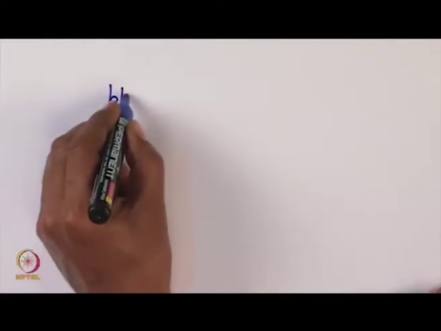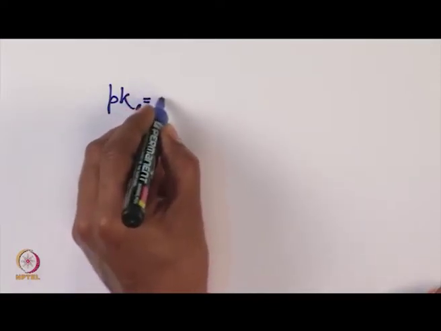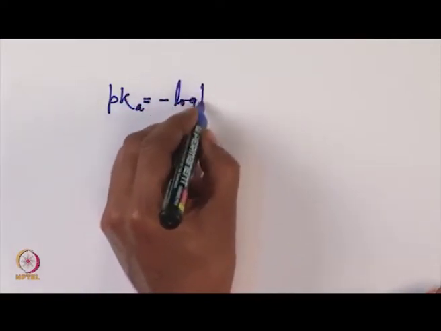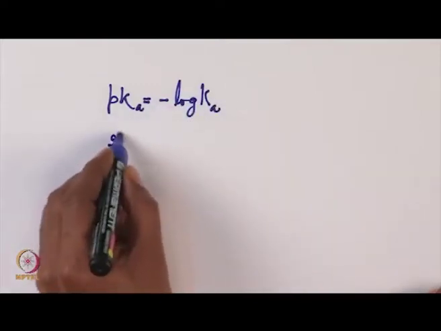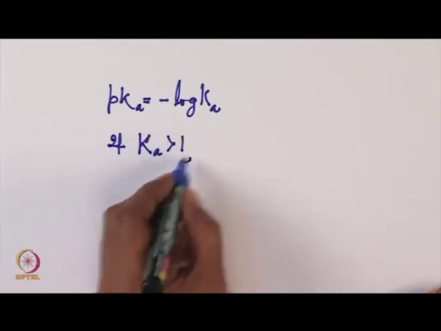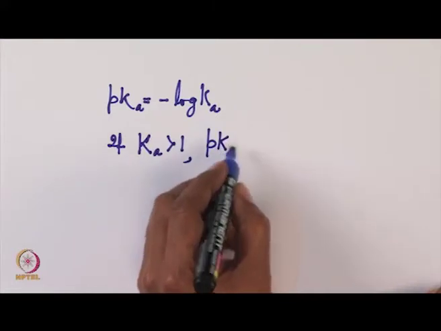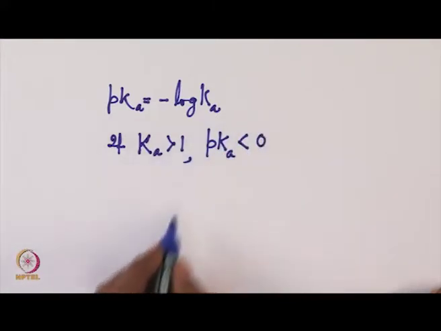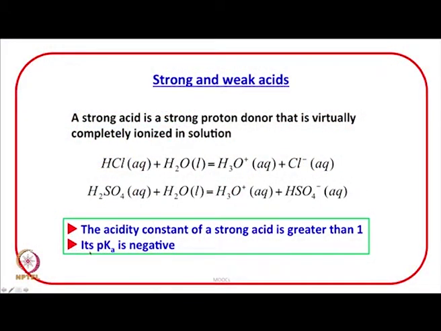pKa is equal to minus logarithm of Ka. So, if Ka is greater than 1, then pKa will be less than 0. It will be negative. And that is what is commented over here, that the acidity constant of a strong acid is greater than 1 and the pKa of a strong acid is negative.